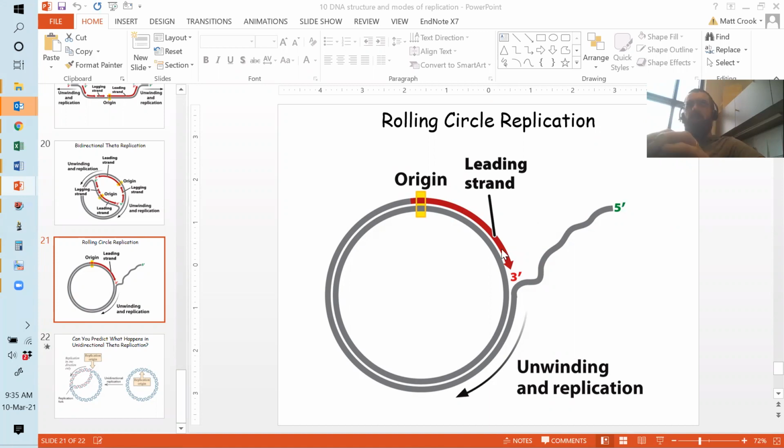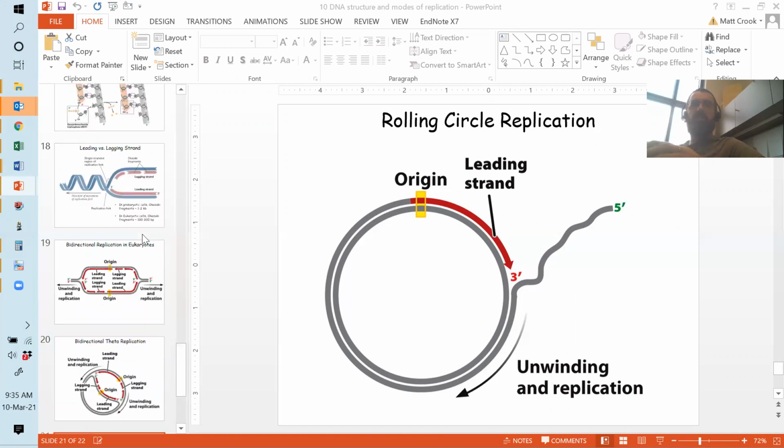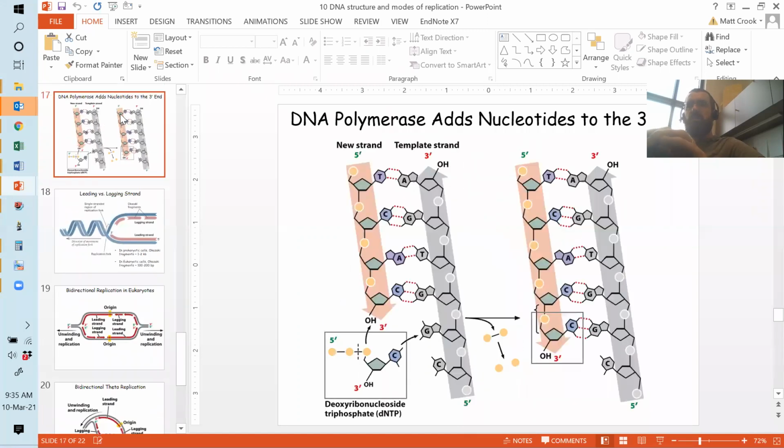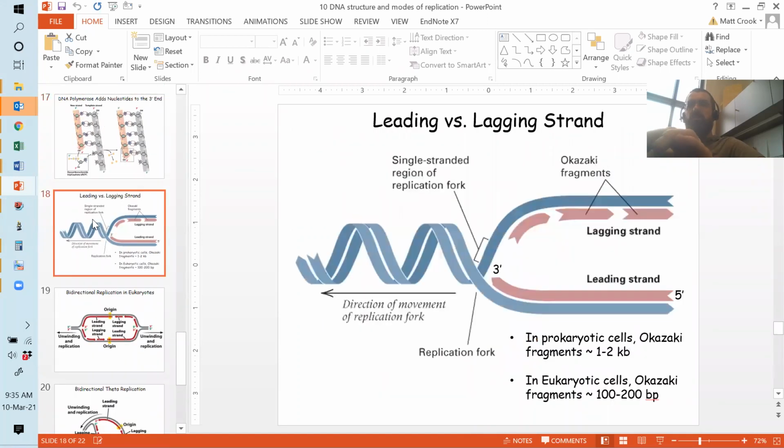So that's simple, nice and easy. However, when you have both strands being synthesized at the same time, you have this issue. What's in here? That's very interesting. Okay, so again, we have this movement. Now we're going from right to left across the page. We have our replication fork moving from right to left.